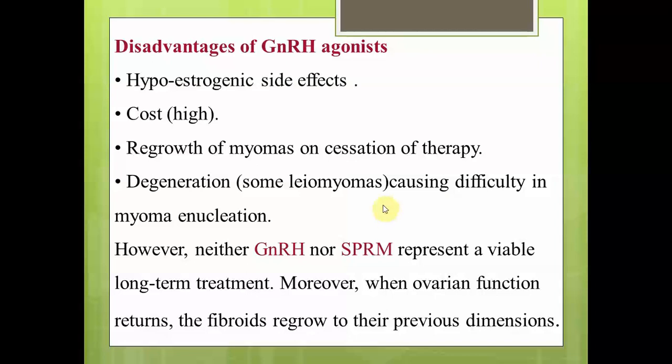Degenerations in the myoma may cause difficulty in myoma enucleation. The usage of GnRH agonist may affect the line of demarcation between the fibroid and the normal myometrium, so the use of it may cause the surgery to be more difficult. So neither GnRH agonist nor the SPRM, the selective progesterone receptor modulator, represents a viable long-term treatment. When we stop these treatments, the ovarian function will return and fibroids regrow to their previous dimensions, which is an important thing.